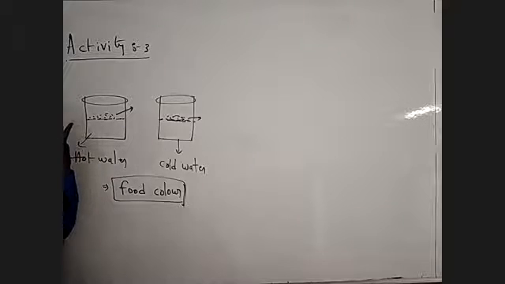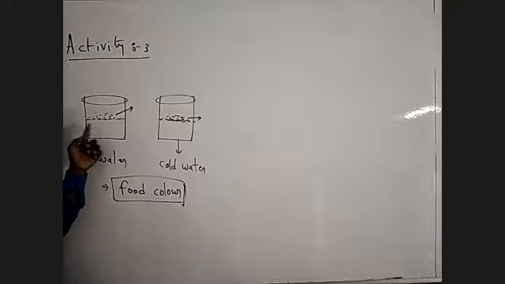Now we have to observe the motion of the food colors on the hot surface and on the cool surface. The food colors are moving randomly in both places. The food colors on the hot water and the molecules of the water are moving randomly. Any particle in motion has kinetic energy.